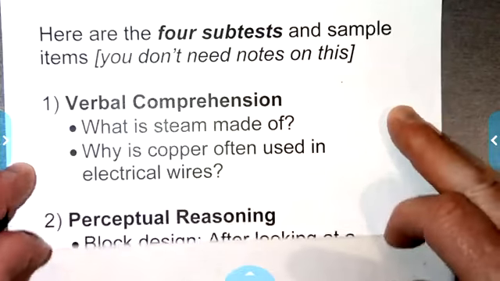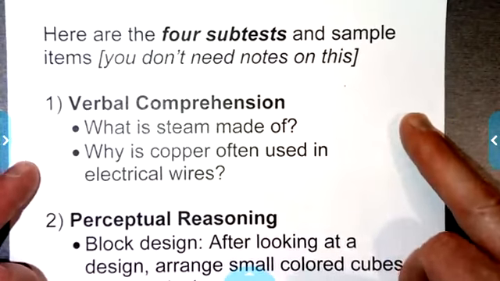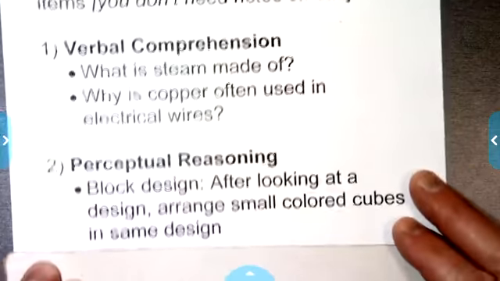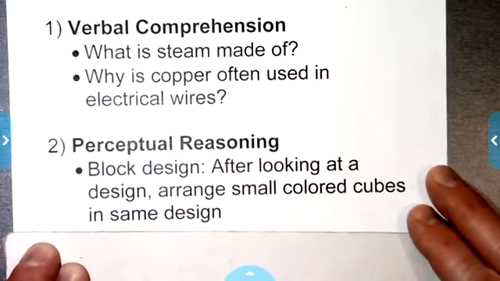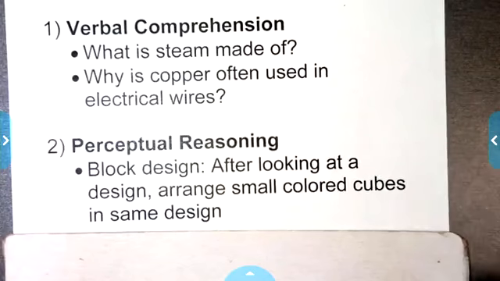Now, you don't need notes on that, you don't need notes on this either. But I wanted to mention it so that you get a sense of the different things that go into an IQ score. There is a perceptual reasoning scale. It involves a task like this, block design. After looking at a design, arrange small colored cubes in the same design.